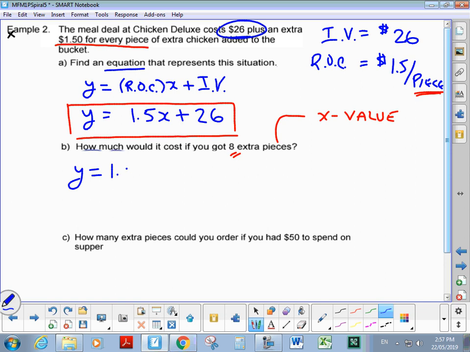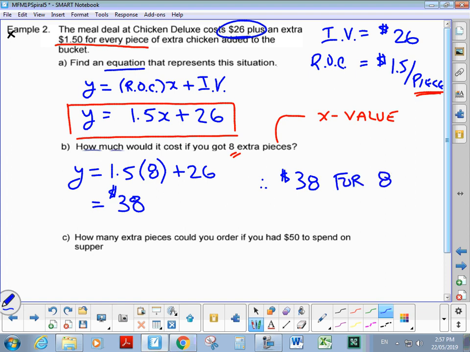Y equals 1.5, so $1.50 for every piece. Well, I'm buying 8 pieces plus 26. And we can plug that into our equation, 1.5 times 8 plus our 26. So $38 will be the cost. All right? So the meal deal for 8 extra pieces will be $38 for 8 extra pieces.